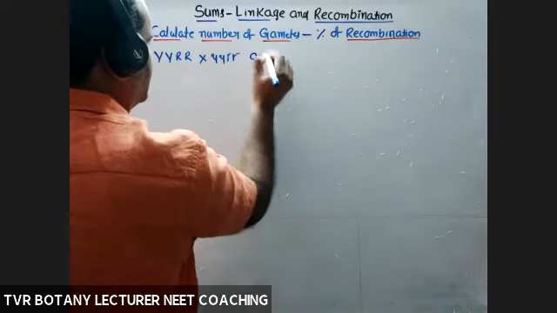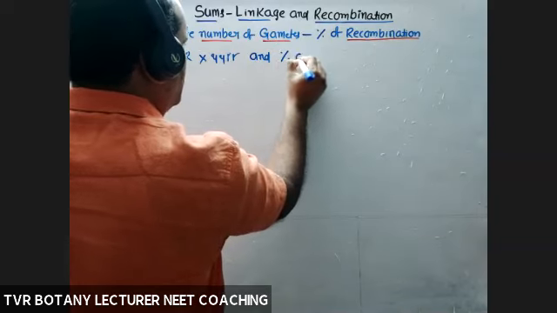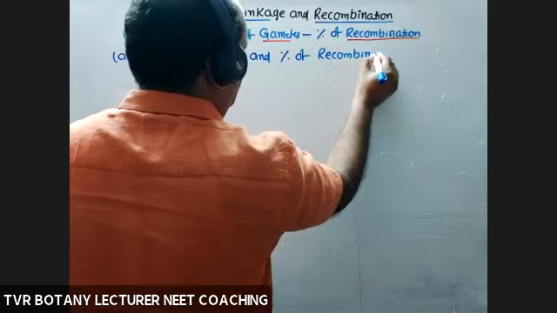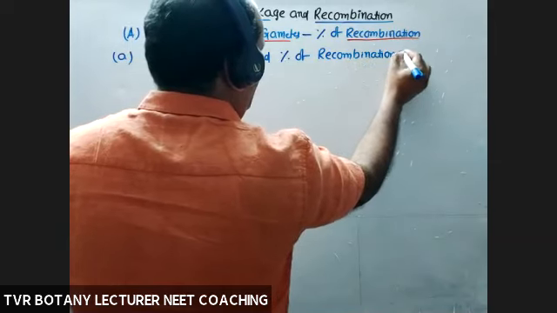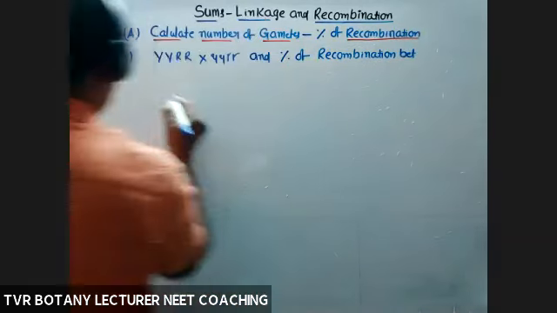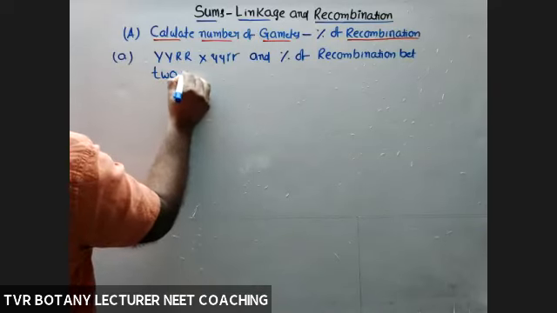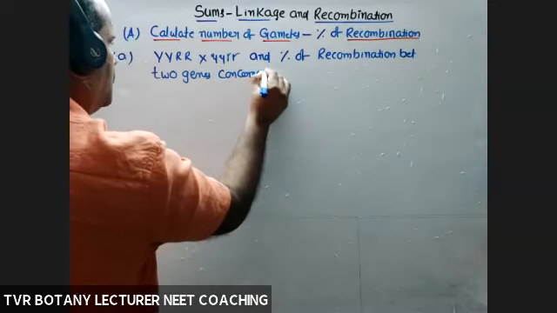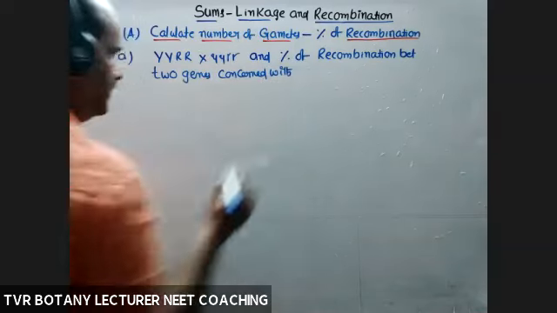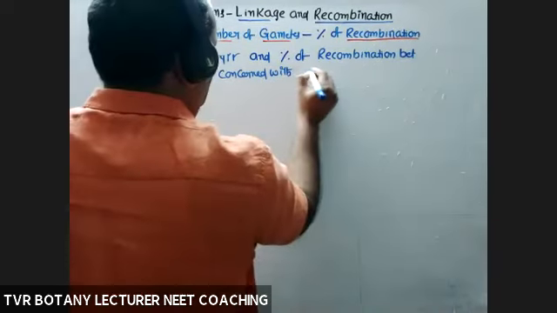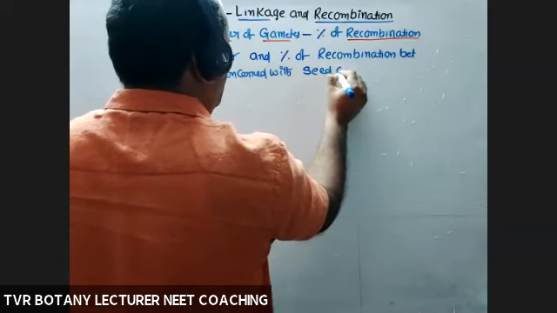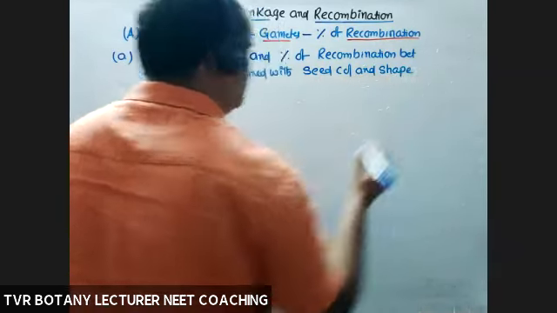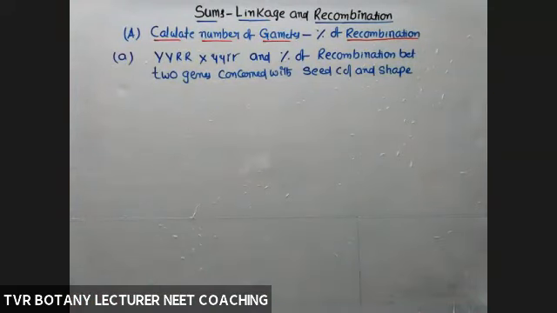And here, in this case, the percentage of recombination between two genes concerned with seed color and shape.